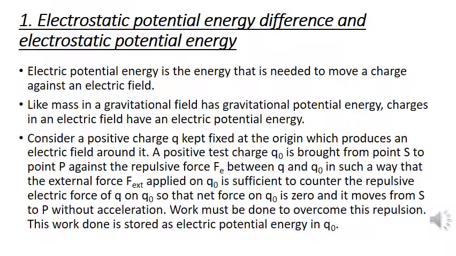of the source charge, denoted by Fe, between Q and Q naught, in such a way that the external force which we are applying on the test charge compensates the electric force of the source charge, so that we can move the test charge from point S to point P without acceleration in it. So there must be work done to overcome this repulsion, and this work done is stored in the form of electric potential energy in Q naught.